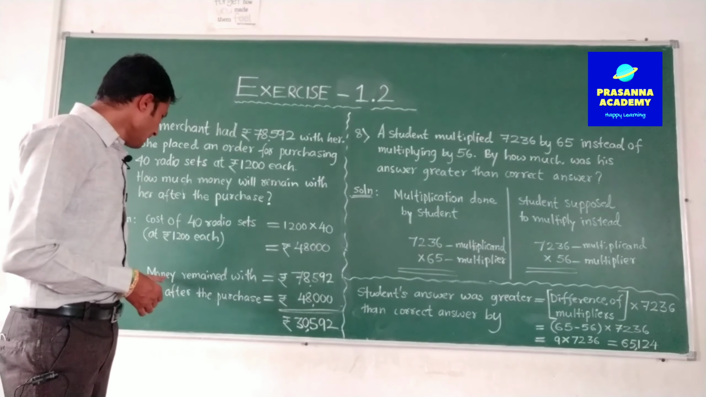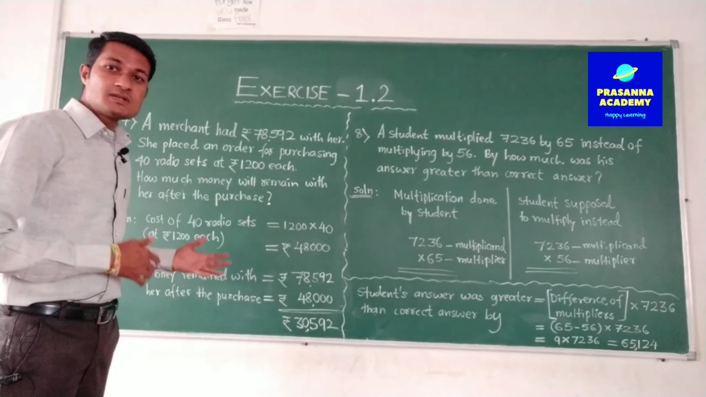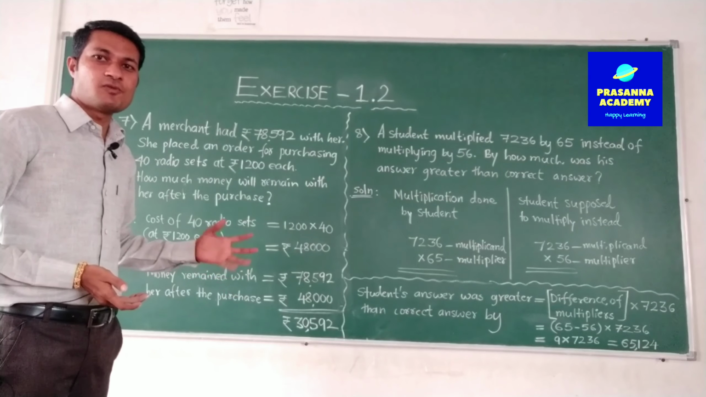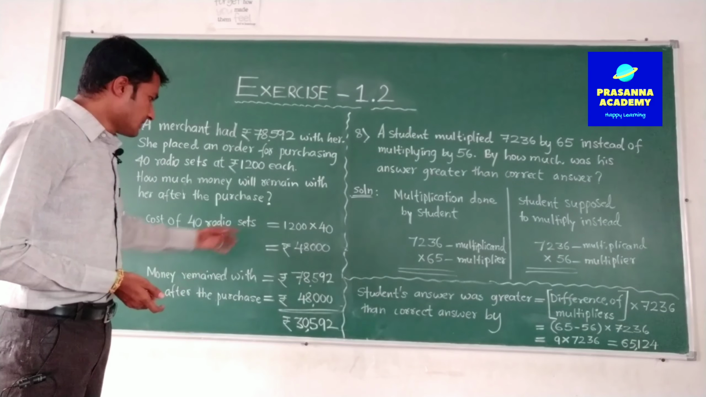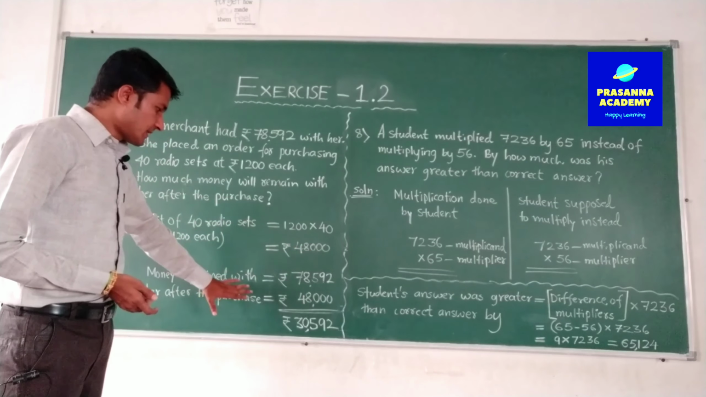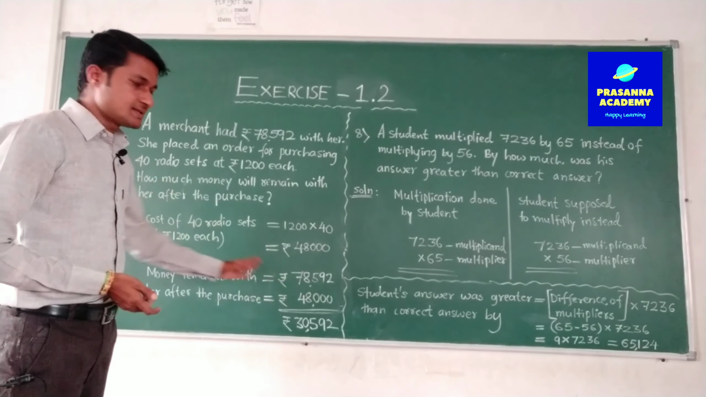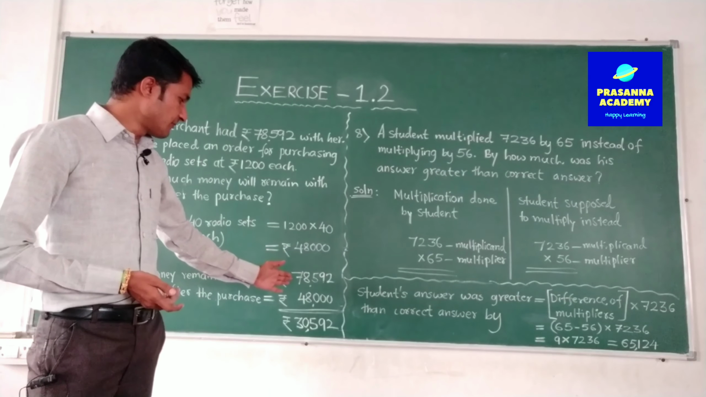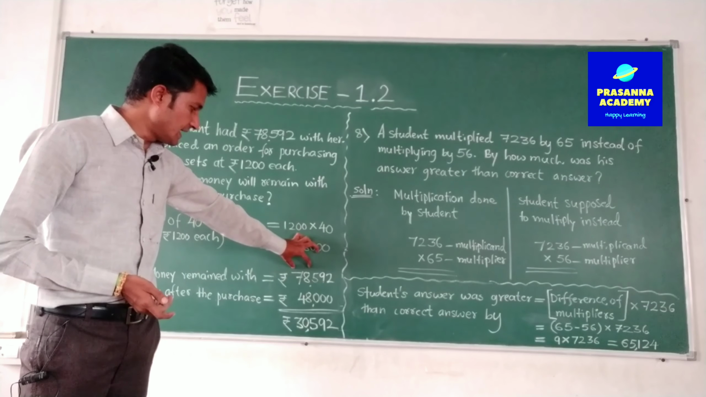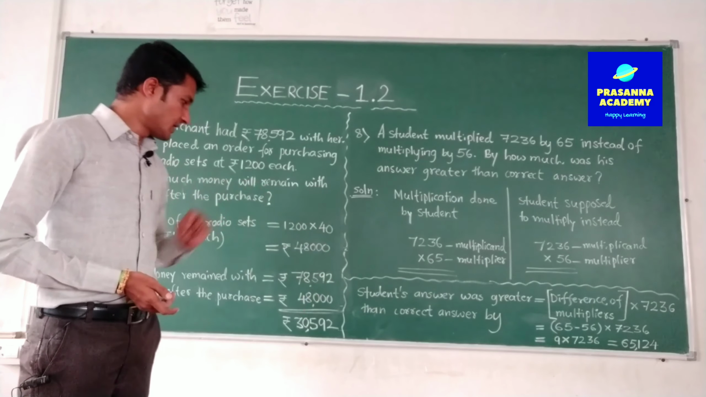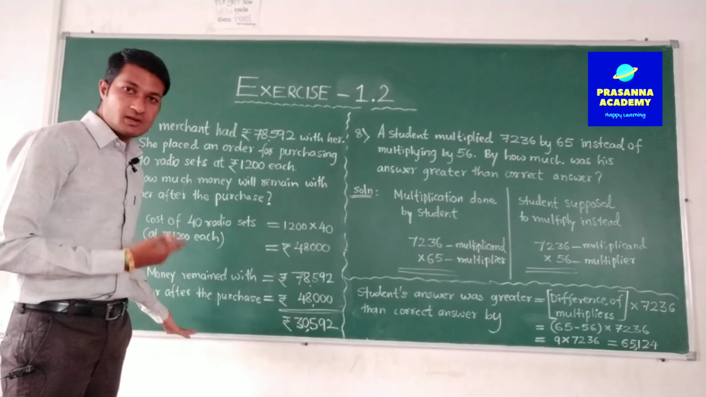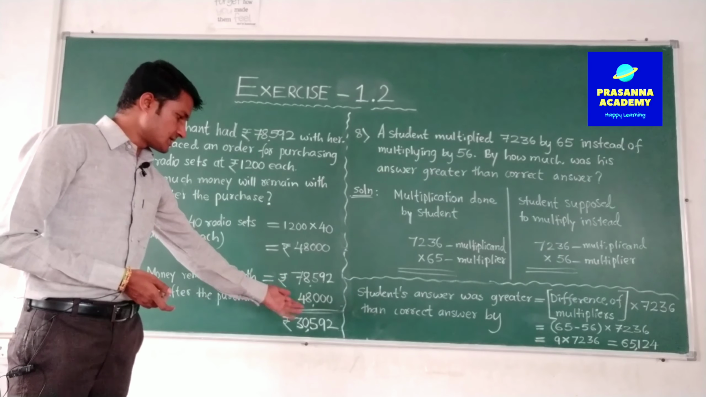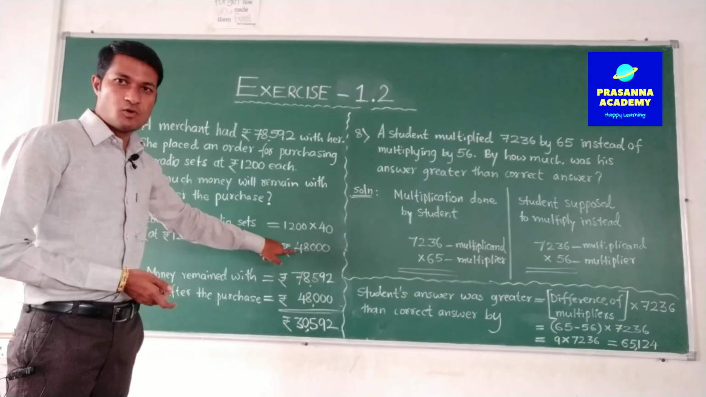Now we need to find out how much money she has left after making the purchase of 40 radio sets. But before solving this, we need to write one more sentence, that is how much money she had before the purchasing. Before purchasing, she had 78,592, right? But the total cost of those 40 radio sets is 48,000, which we have already solved over here.